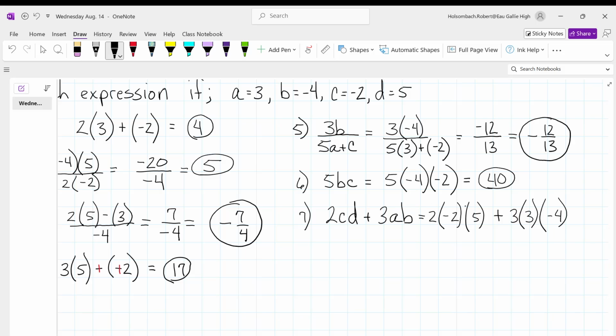So again, we're going to do all the multiplication first. So 2 times negative 2 is negative 4, and negative 4 times 5 is negative 20, plus 3 times 3 is 9, and 9 times negative 4 is negative 36. And now we can add. So negative 20 plus negative 36 would be negative 56.